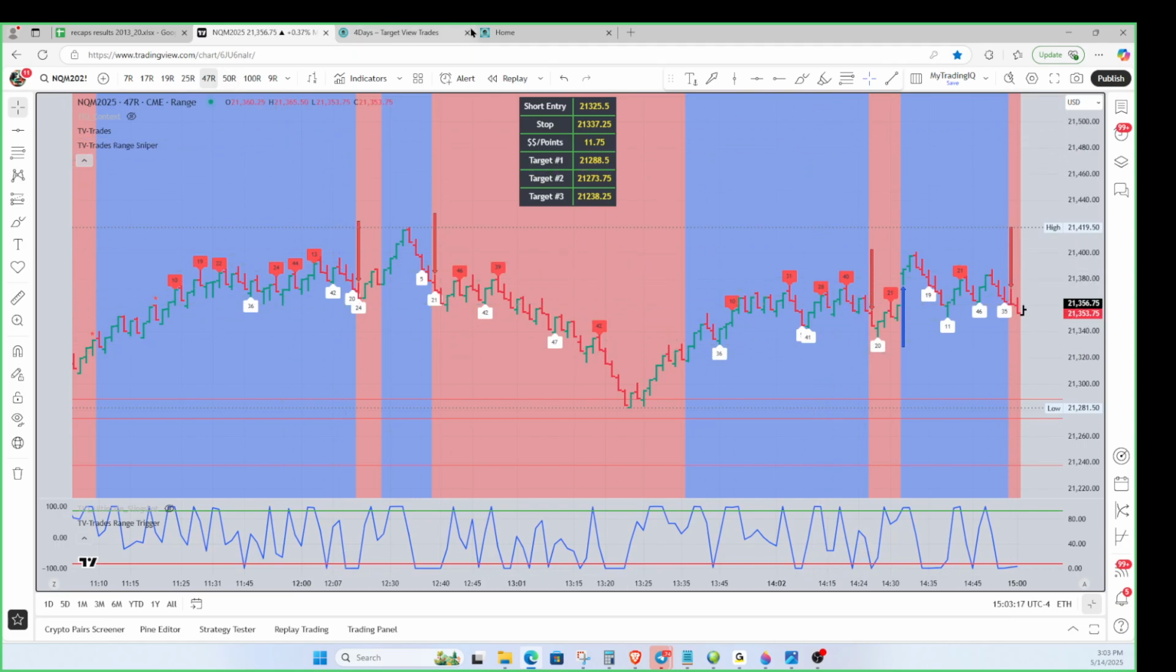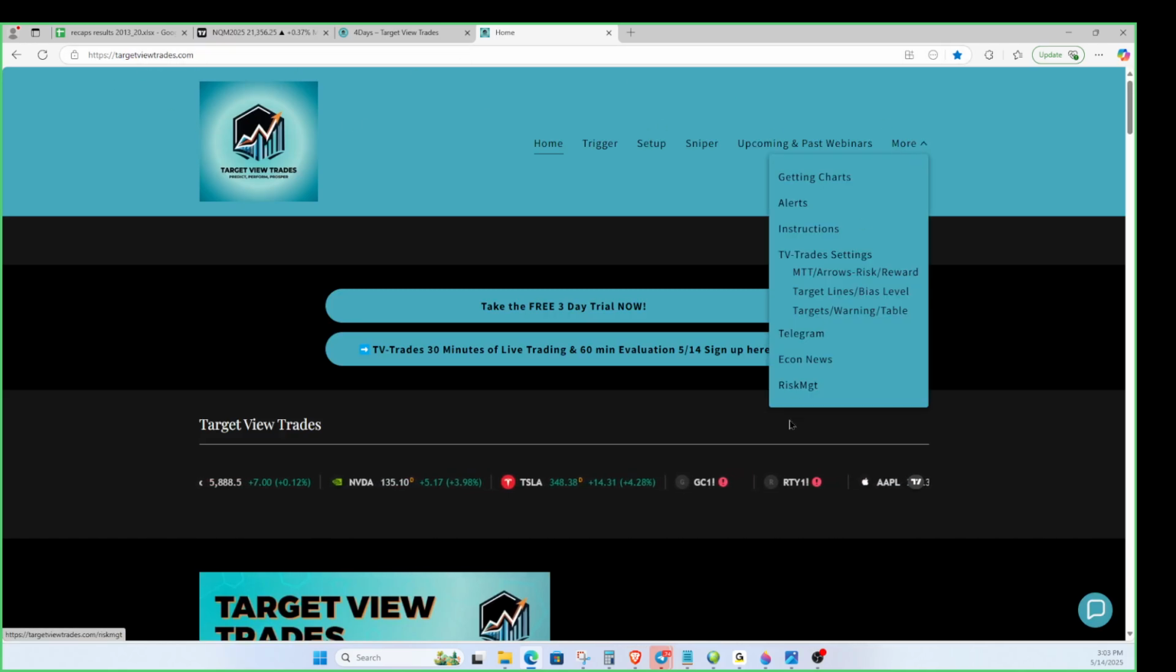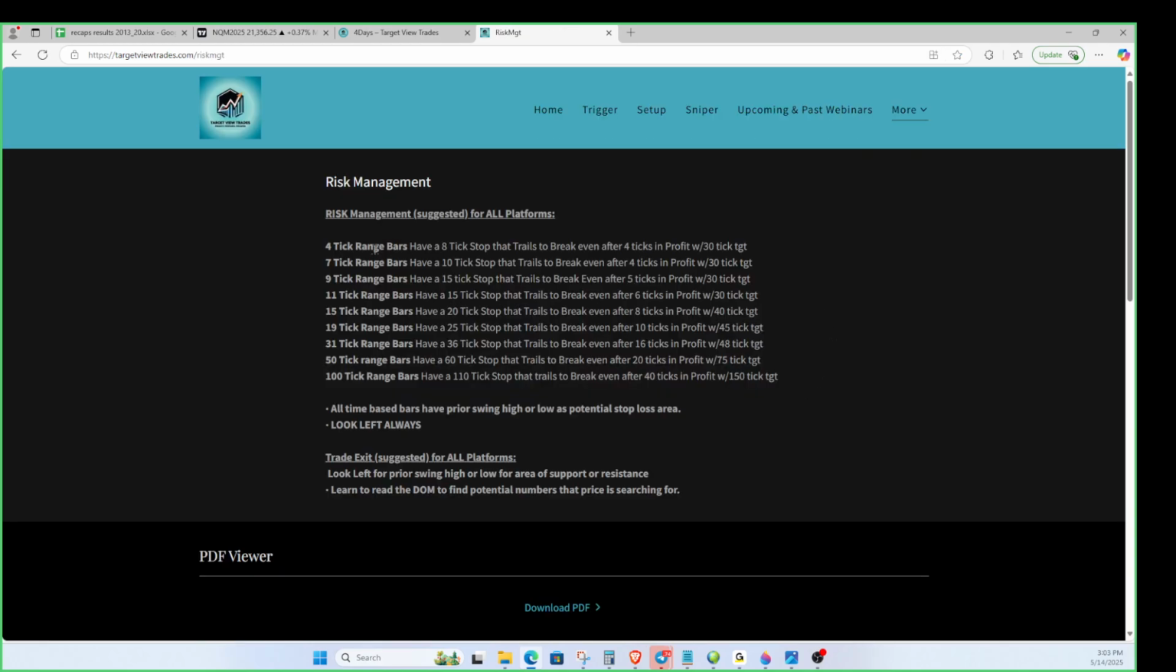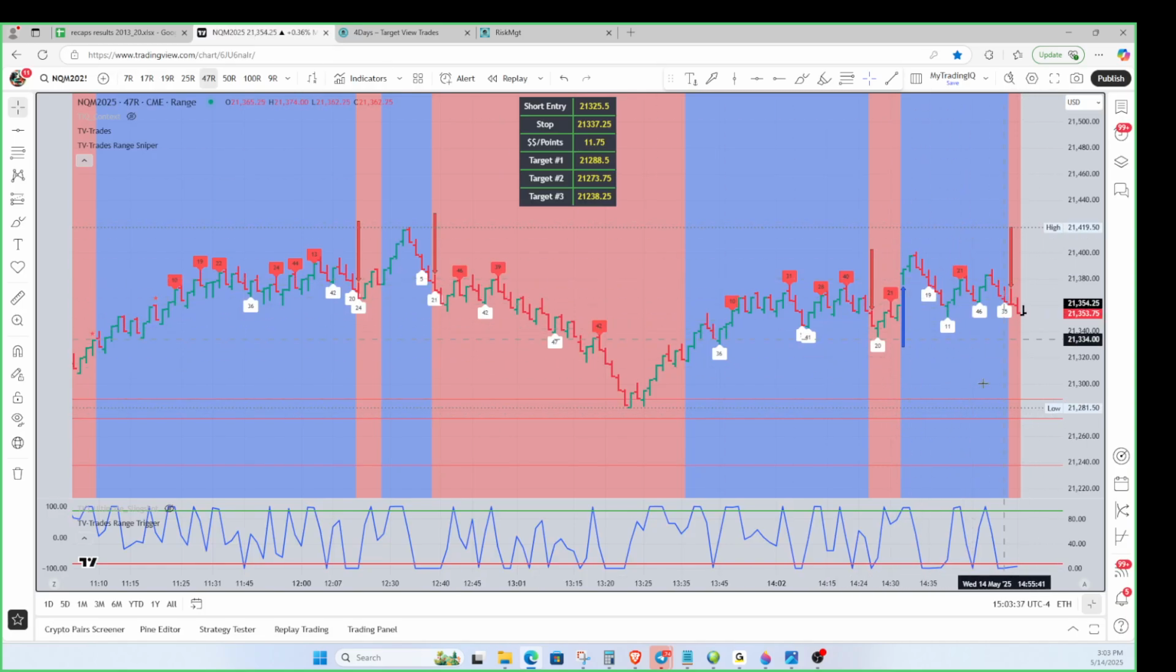The risk management that I use, if you go here to targetviewtrades.com and you go to more and down here to risk management, for the scalping that I do, this is the risk management that I use. But if you're using the sniper and you're using larger time frames and you're using these targets, the targets should be about the same on a larger time frame.